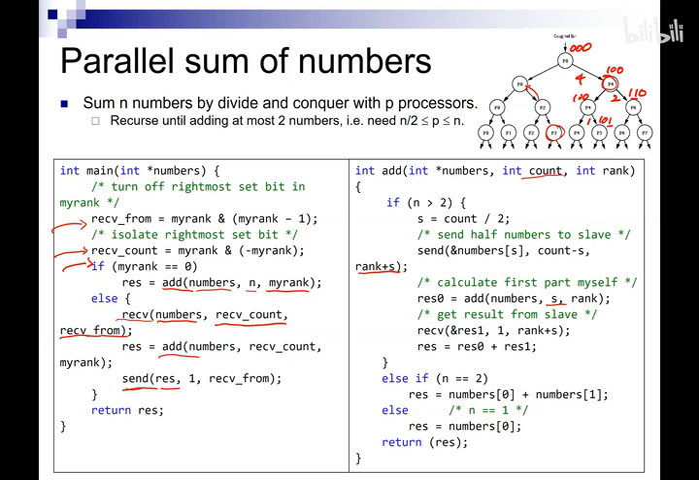After that, he sent half the numbers to somebody at rank plus S, and here he's going to get back the sum of those numbers from rank plus S. Then he computes the sum of both, and that's his output. Otherwise, if he's just got 2 numbers or 1 number, then he just returns the direct sum of those numbers. So that is how we can implement this divide and conquer approach in MPI.